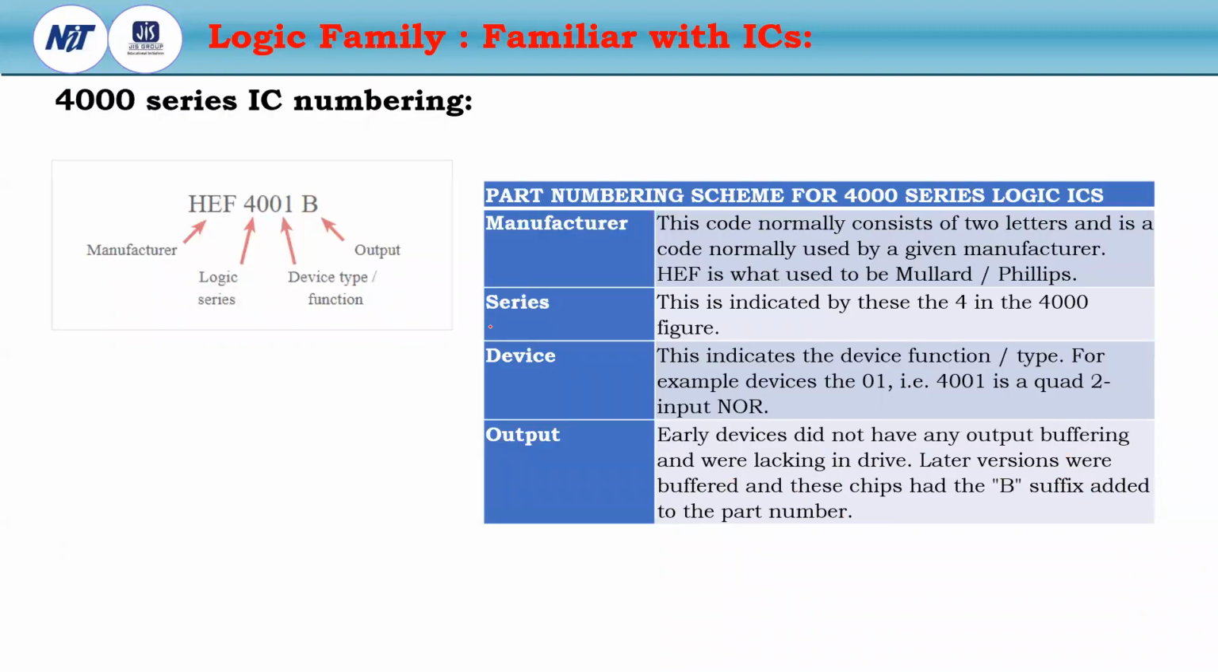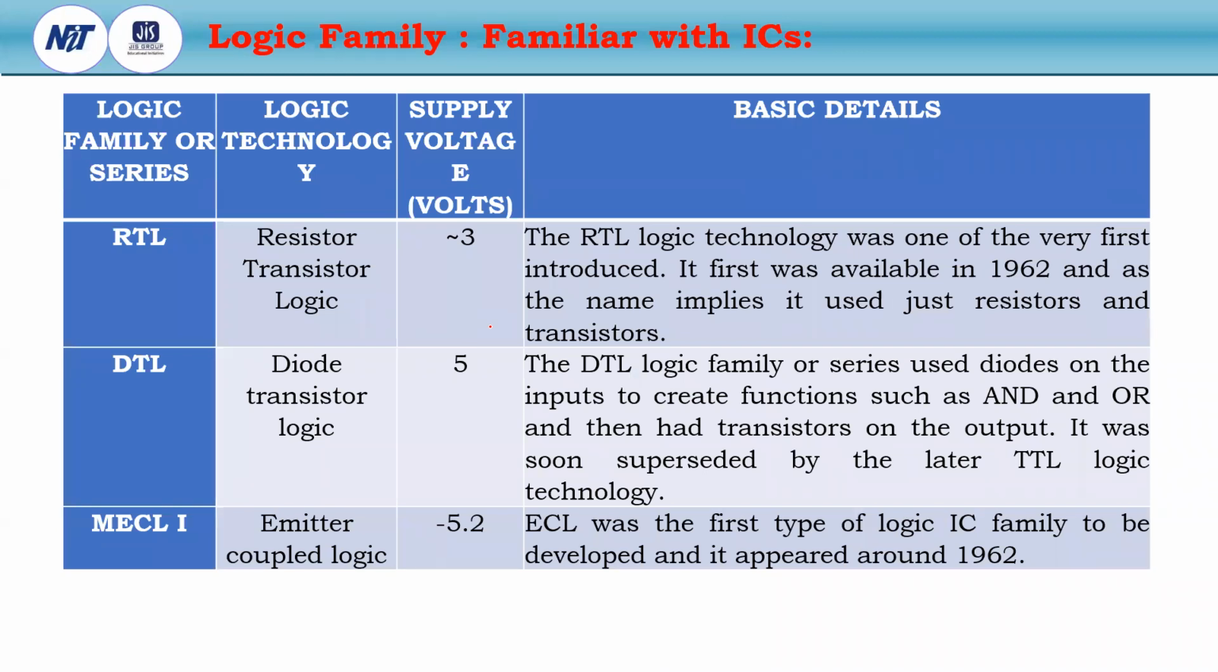Okay. Now come to the different types of logic families and the basic details of it. We will describe elaborately in the next 2 classes. First, this is the RTL, the resistor transistor logic. Here the supply voltage is 3 volt approximately, and it first was available in 1962. As the name implies, just resistors and transistors are used. How the circuit will be designed, I will explain in the next class.